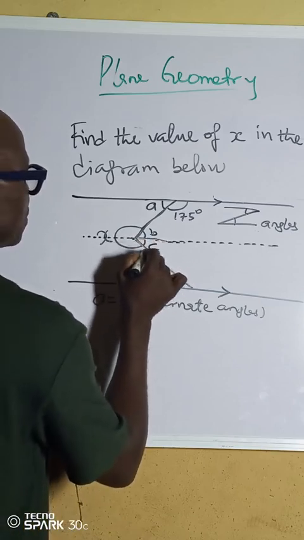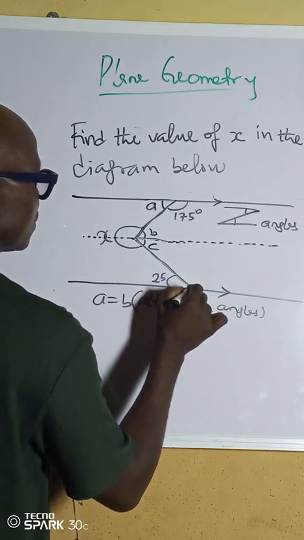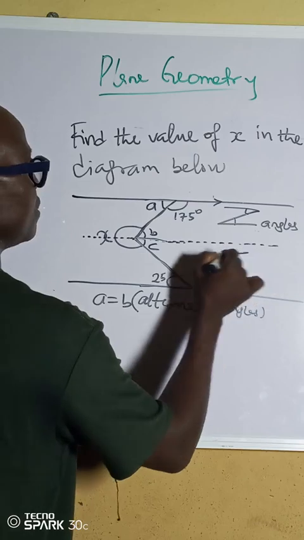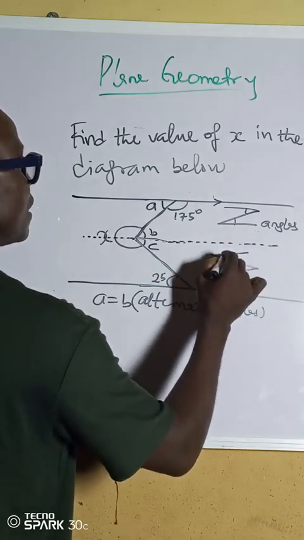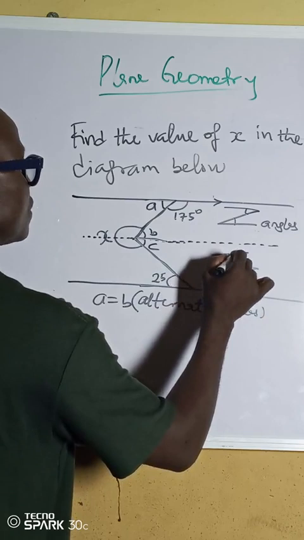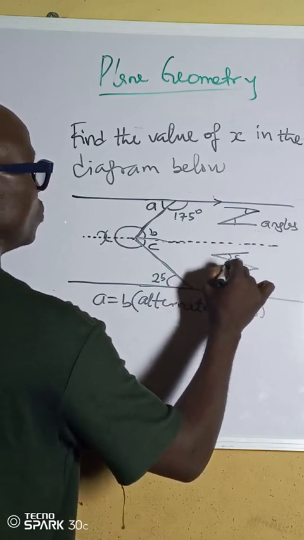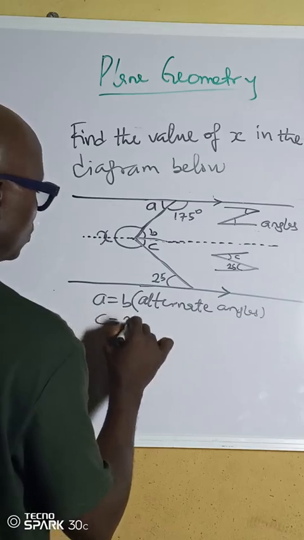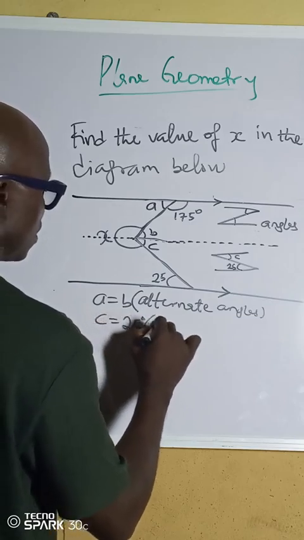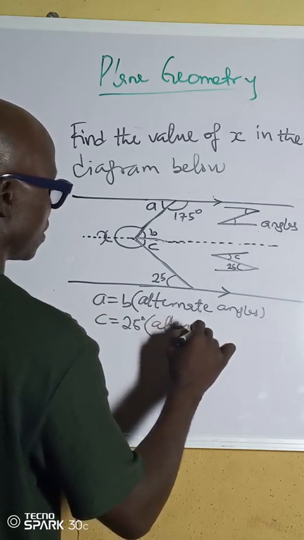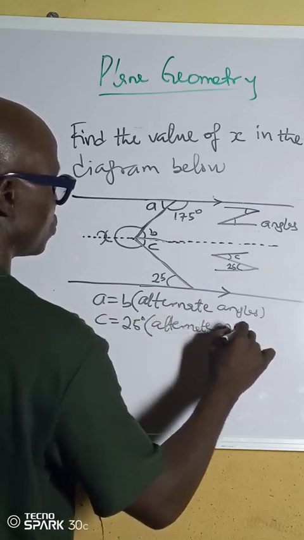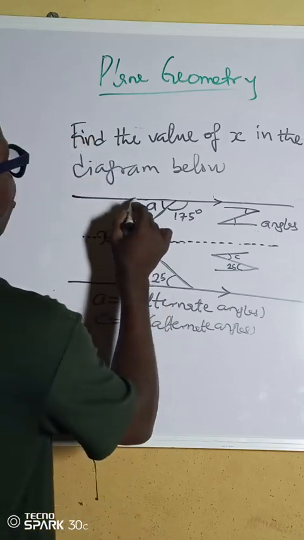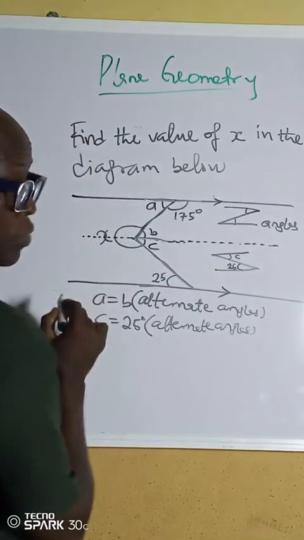Same thing here. When you look at C to 25, like this, letter Z, C equal to 25. So C equal to 25 degrees. Alternate angles. Okay? Then when you look up here, what are you looking at?